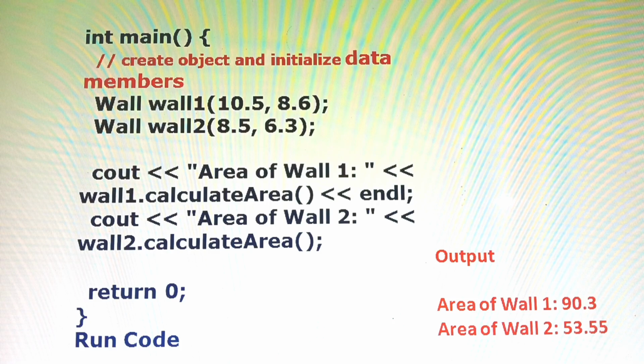Then area of wall2. Wall2 dot calculate area means it will take the initialized values of length and height, passed on to wall2. That is 8.5 into 6.3. That result we will get as the area of wall2. Okay. Once after executing the program, the output will come: area of wall1 equal to this result, area of wall2 equal to that result. Okay. That's how we can implement the parameterized constructor in the program.